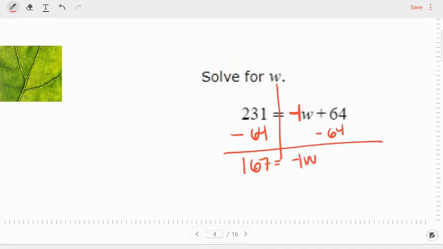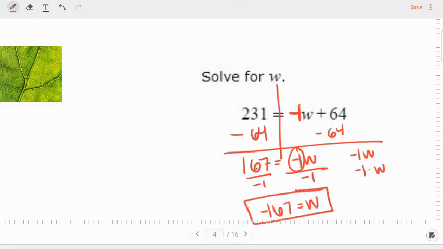Negative 1w. Now I've not eliminated everything I need to until I get rid of this negative 1. Remember, negative 1w is the same as negative 1 times w. So to undo it, I'm going to divide. And I get negative 167 is equal to w, or vice versa, w equals negative 167.